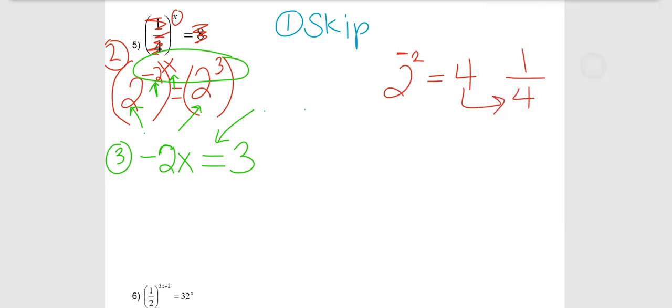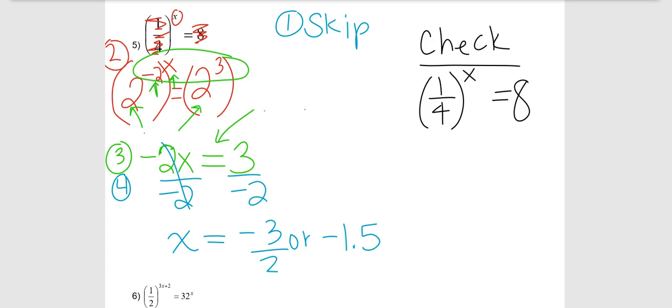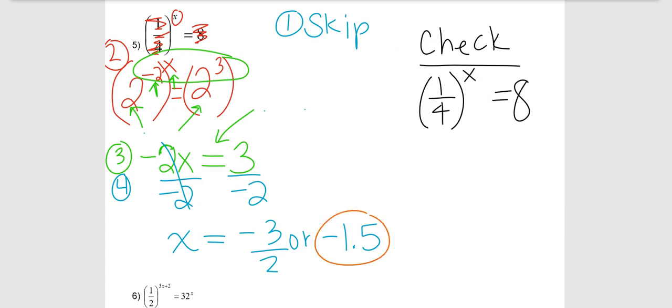So step 4, we're going to solve this for x. And we get that x equals -3/2, or as a decimal, -1.5. So if we want to check this, we would take our answer, either the fraction or the decimal. We'd plug in -1.5 for x, and then we put it in our calculator, 1/4 to the -1.5 exponent, and we would get 8. So both sides are equal.